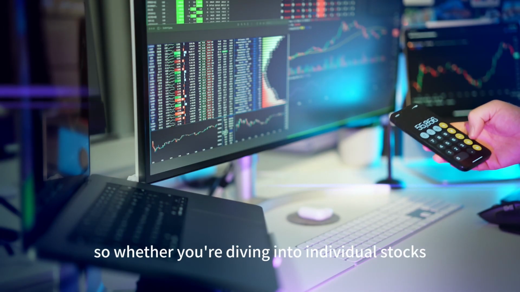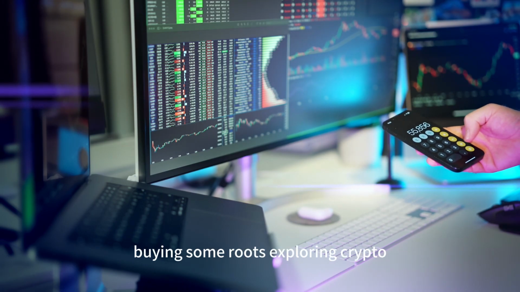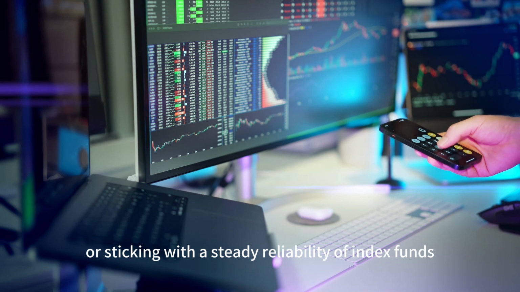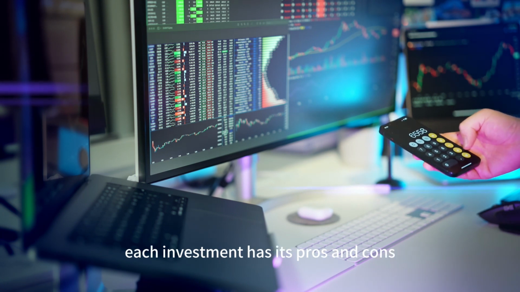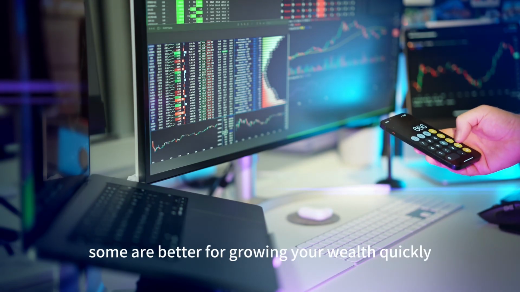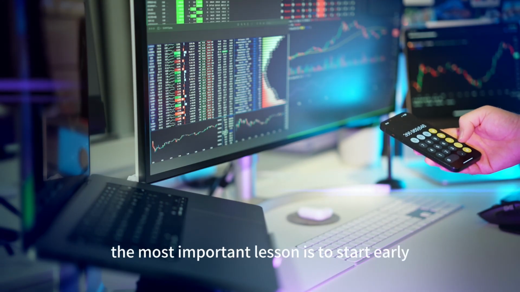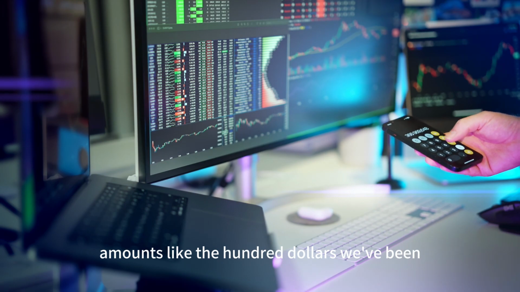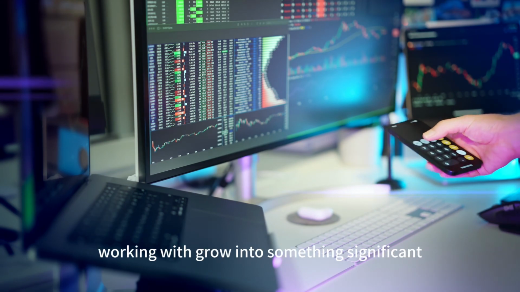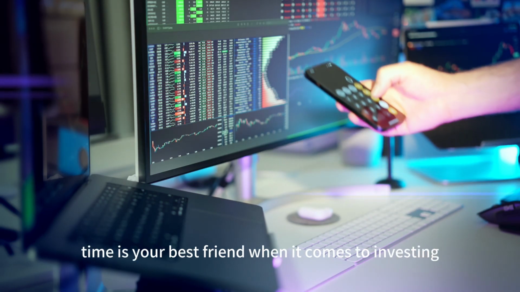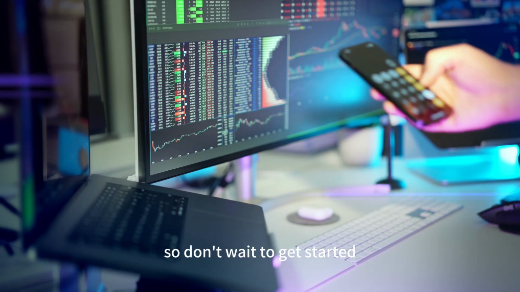So, whether you're diving into individual stocks, buying some REITs, exploring crypto, getting into gold, or sticking with the steady reliability of index funds, each investment has its pros and cons. Some are better for growing your wealth quickly, while others are designed to protect it over the long term. The most important lesson is to start early. Even small amounts like the $100 we've been working with can grow into something significant thanks to the power of compounding. Time is your best friend when it comes to investing, so don't wait to get started.